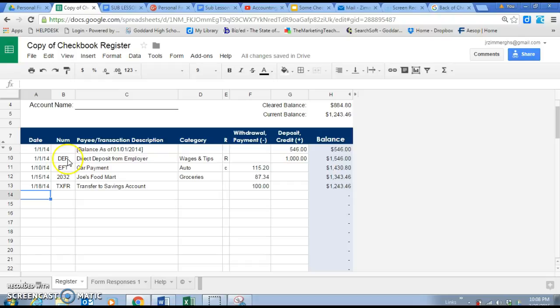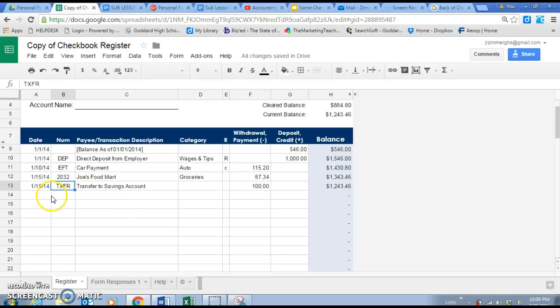So they recognize a deposit as DEP. This is an electronic funds transfer. That's an auto pay, and it is for their auto. If you want to have categories for each item, you can do that as well. They made these up, so you can make your own up too. This was an actual check written, and this looks like a transfer to savings account from the checking account. So you can identify that as well.